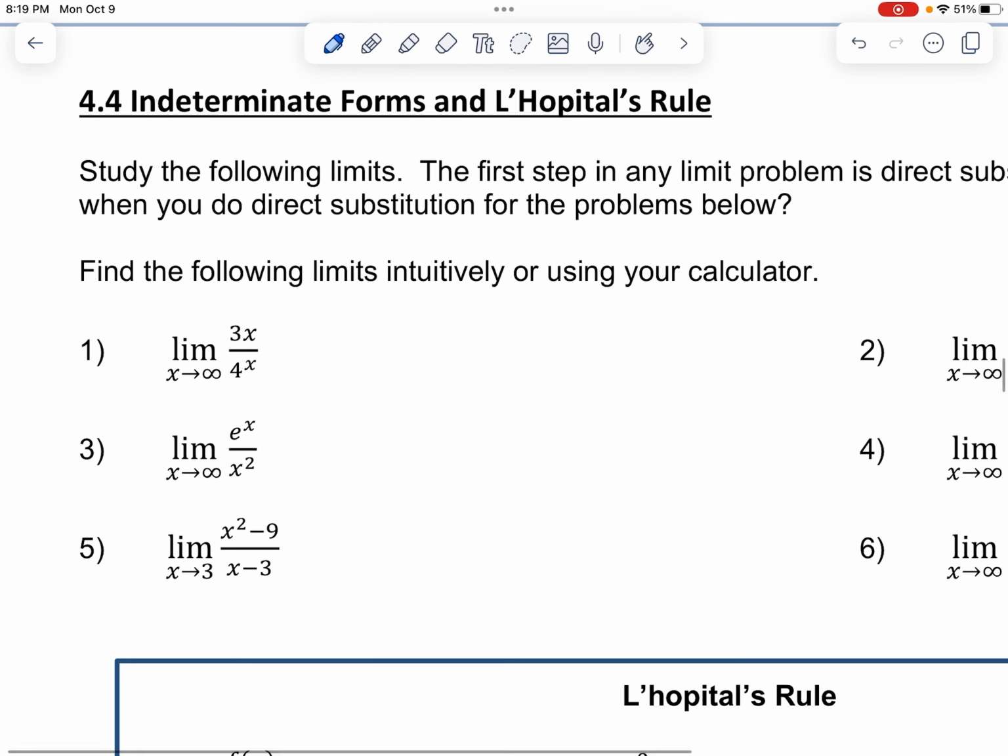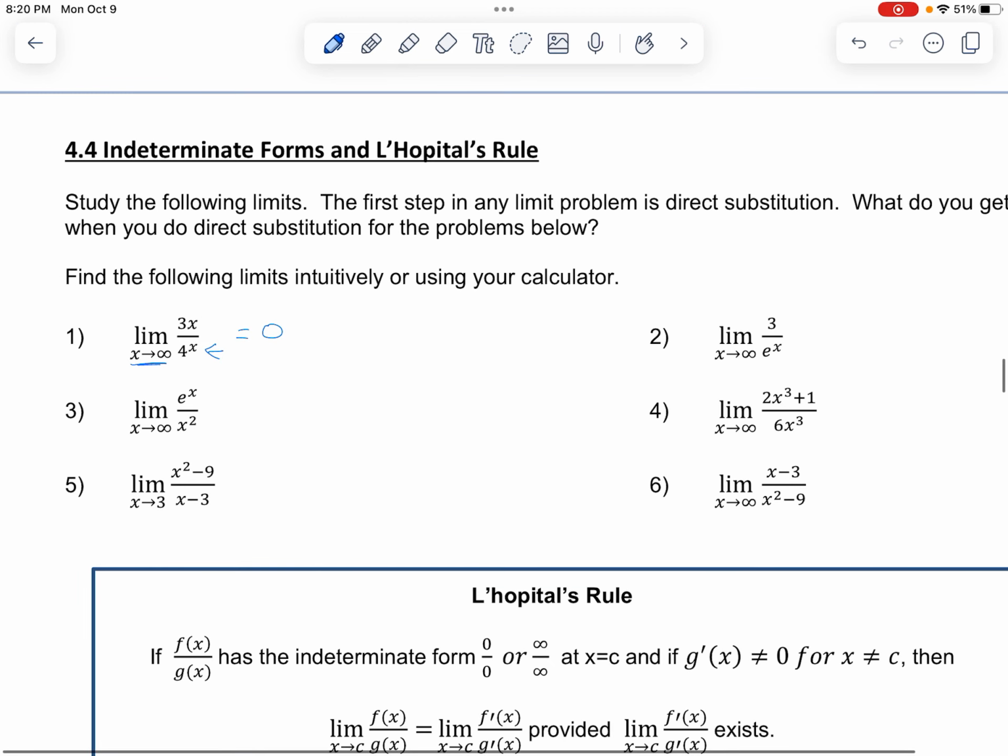So number one here, notice you have a linear function on the top and the bottom is an exponential. And we're trying to figure out what happens in the long run as x goes to infinity. So as x gets bigger and bigger, the exponential on the bottom is going to grow at a much faster rate. So in the long run, you have a fraction. The bottom is getting bigger and bigger. So the whole fraction in the long run is just going to get smaller and smaller. So this limit is really 0. That's what's going to happen in the long run because the bottom of the fraction grows at a much faster rate than the top.